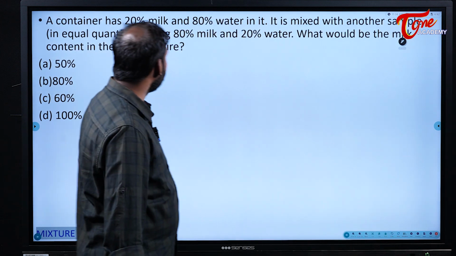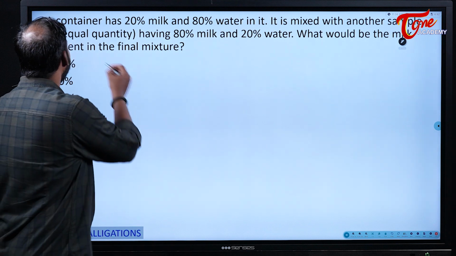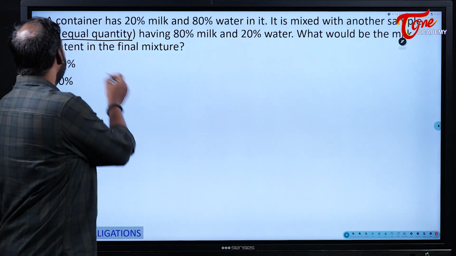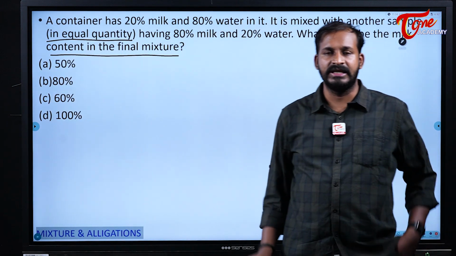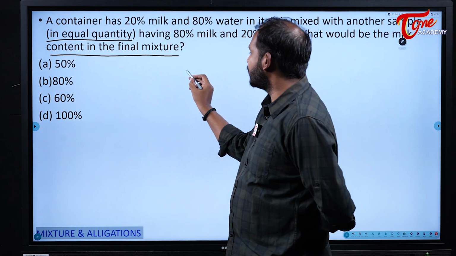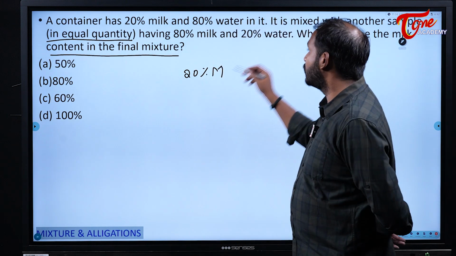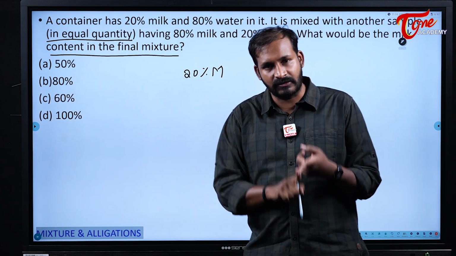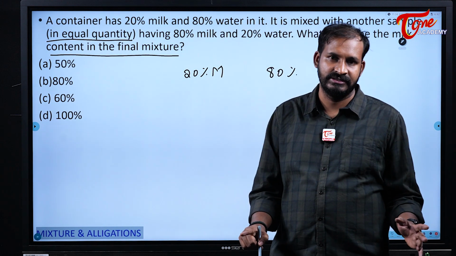Next one. A container has 20% milk and 80% water in it. It is mixed with another sample in equal quantity, having 80% milk and 20% water. What would be the milk content in the final mixture? Please observe, students. Whenever two equal quantities are mixed, in my first solution the milk percentage is 20 percent, and in my second solution it is 80 percent. Now when they are mixed in equal quantity, remember you can directly take their average.